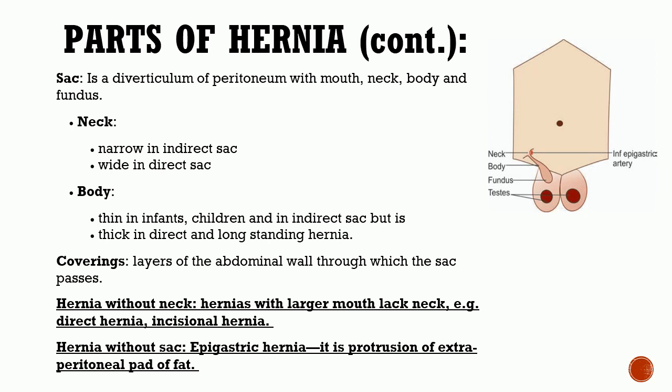Which are hernia without neck? Those hernias with larger mouth lack neck, for example direct hernia, incisional hernia. Which are hernia without sac? Epigastric hernia, it is protrusion of extraperitoneal pad of fat.